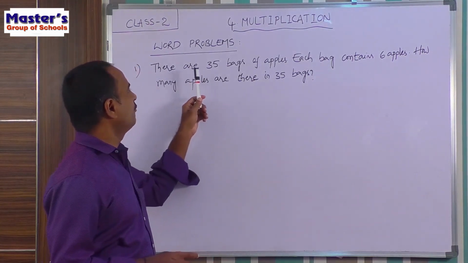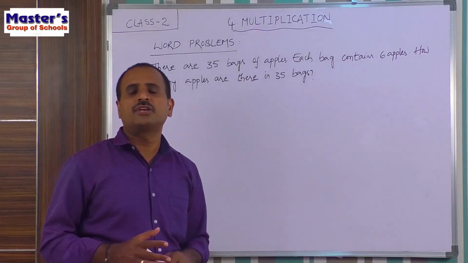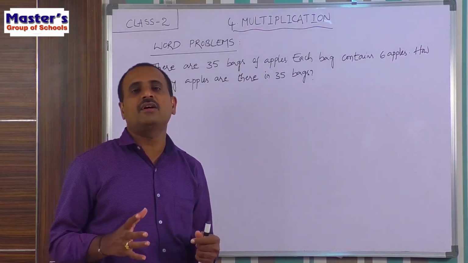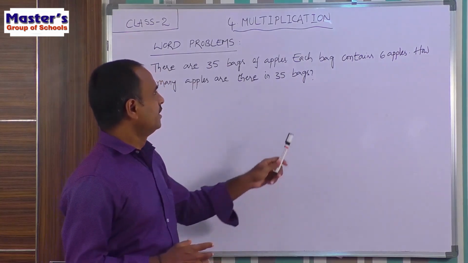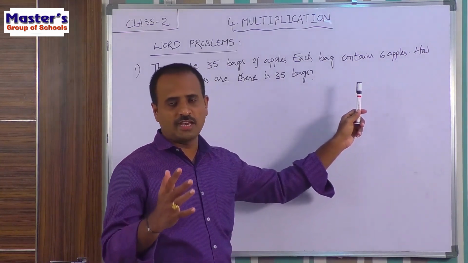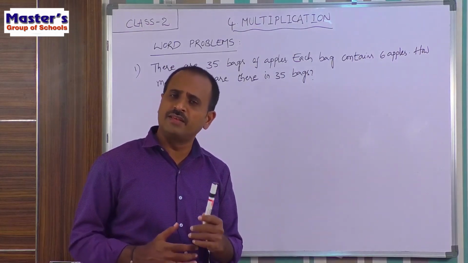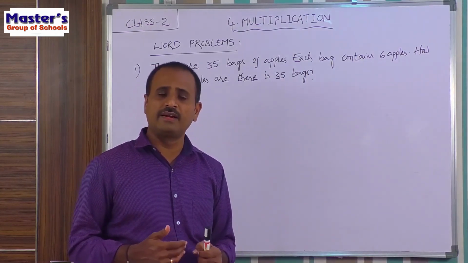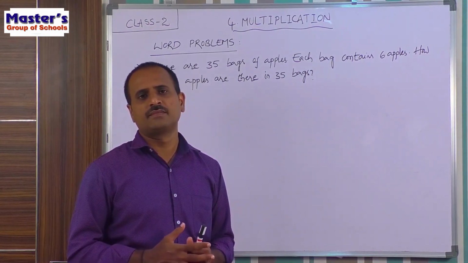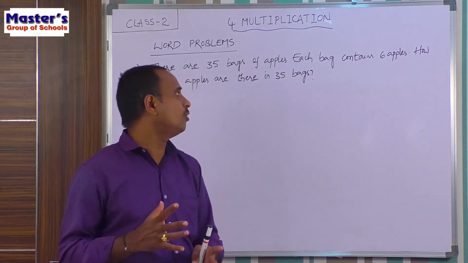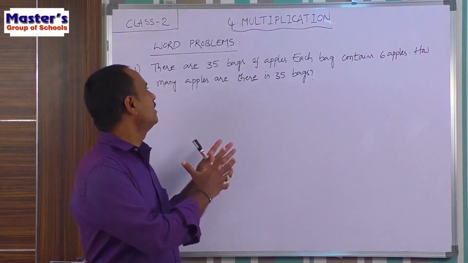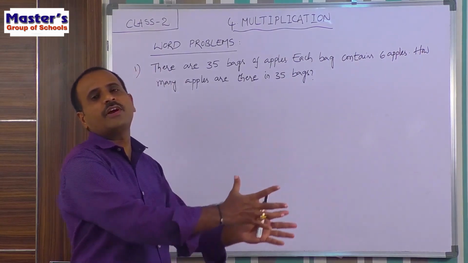There are 35 bags of apples. So children, how many bags of apples are there? There are a total of 35 bags of apples. And each bag contains 6 apples. So how many apples are there in each bag? Each bag contains 6 apples. Now what do we have to find in the problem? We have to find the total number of apples contained in 35 bags of apples.